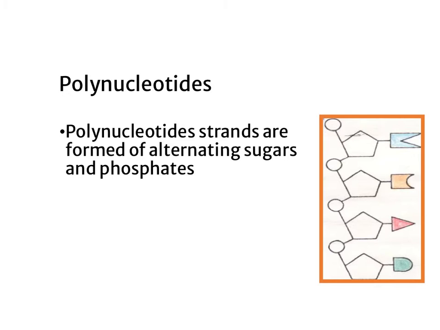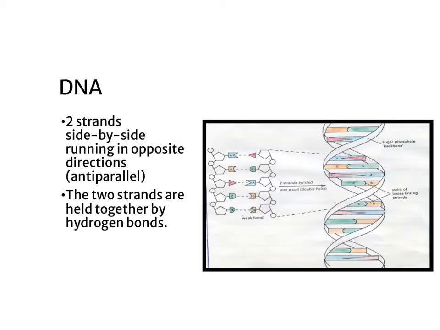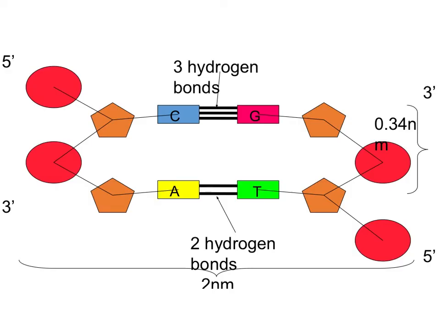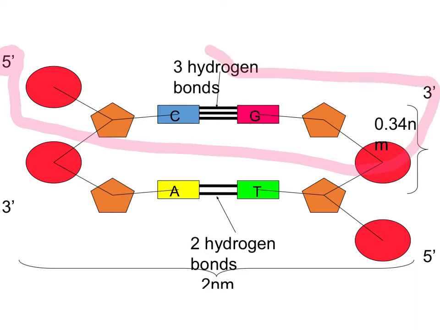If we then look, we know that they are made up of strands of alternating sugars and phosphates, but the strands run in opposite directions. So one's going upwards, one's going downwards, and they are held together by hydrogen bonds between the 2 strands. If I highlight one strand, we start with our 5, and it ends with my 3.